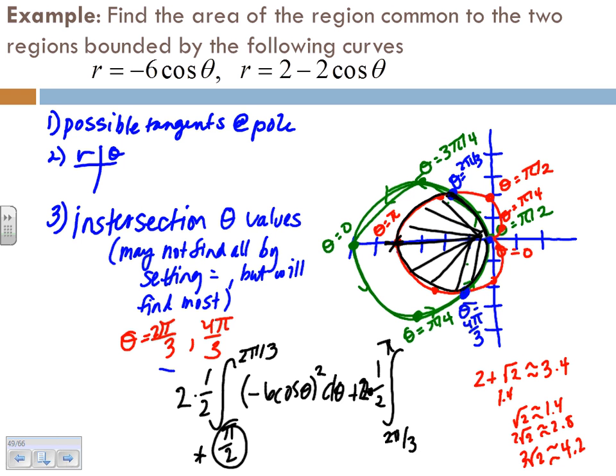On this one, I'm following the heart. And there we go. Will that give me the whole area of what they have in common? Yes. And you can put that in your calculators now. I wouldn't recommend doing it by hand. Always look for symmetries.